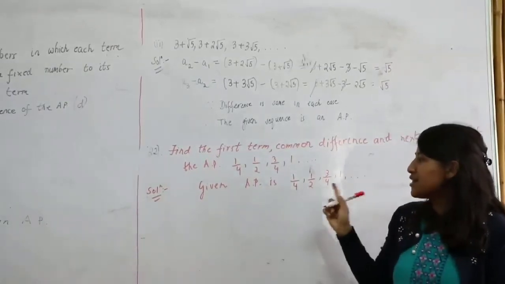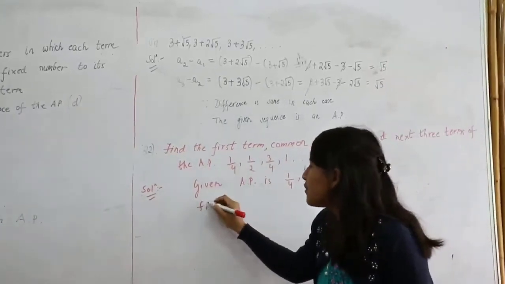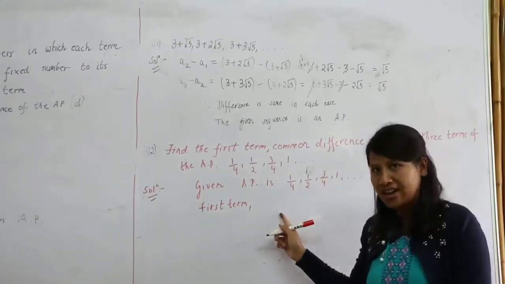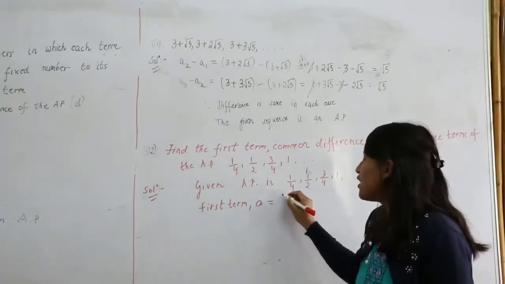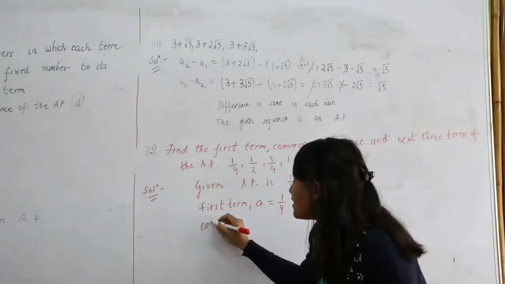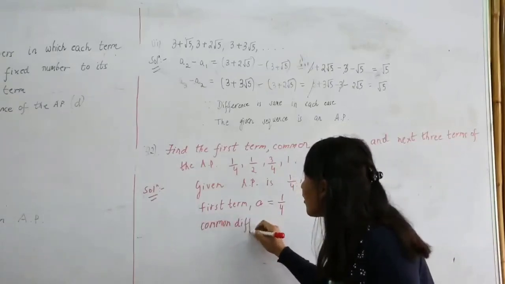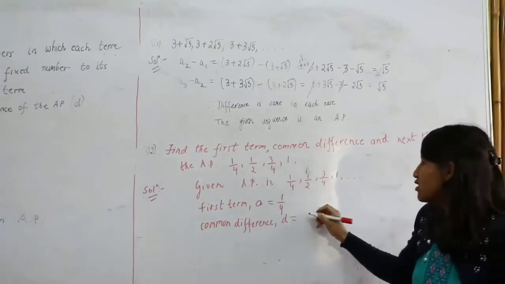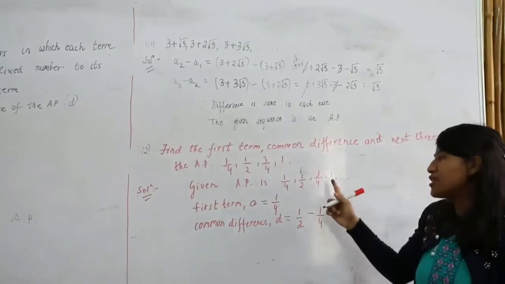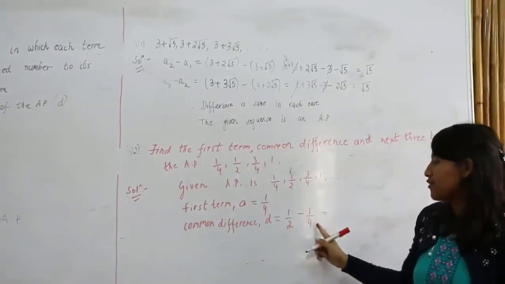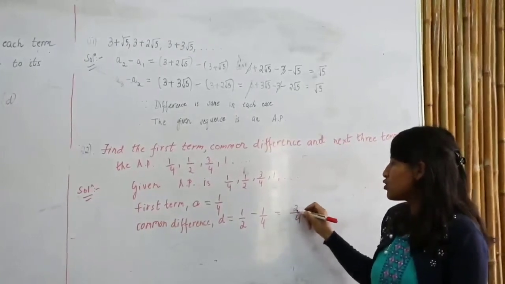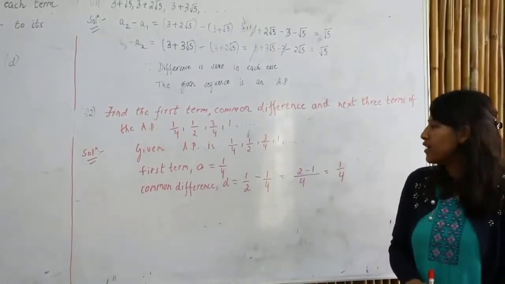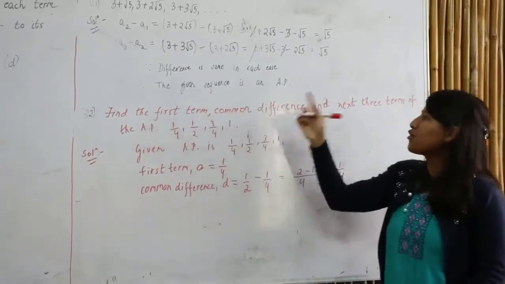Now what is the first term? Always the first number. So first term it is A1, right? For AP we used to write just A. So A1, which is A for AP, is 1/4. Then common difference D, it is subtract this to this. So 1/2 minus 1/4. You can subtract this to this also, it will be the same. So LCM of this is 4. So 2 minus 1, because 2 2's are 4, so 1 2's are 2. So you get 1/4. So this is the common difference. So that finishes first term and common difference.